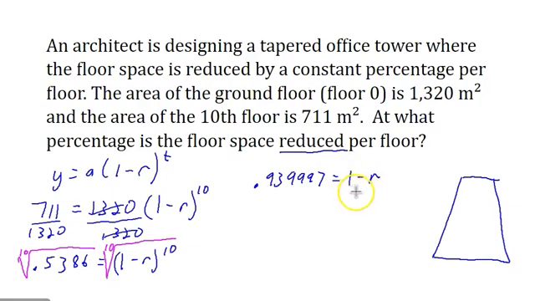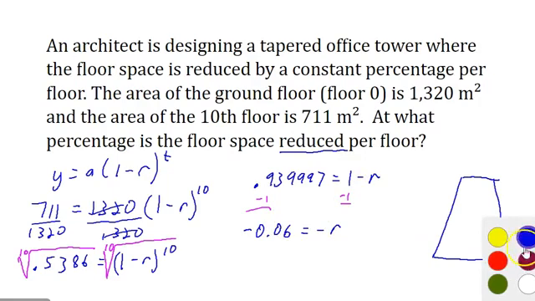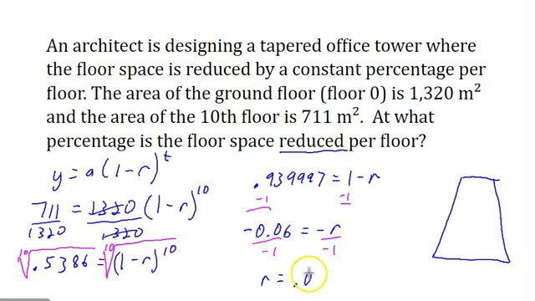Right, notice we have 1 minus r here, so getting r by itself is just slightly more complicated. To get rid of this 1, we'll subtract 1 on both sides. And when we do that, we get about negative 0.06. That will equal negative r. We don't care what negative r equals, we want to know what r is, so let's divide both sides by a negative 1. And we get a decay rate of 0.06 or 6%.